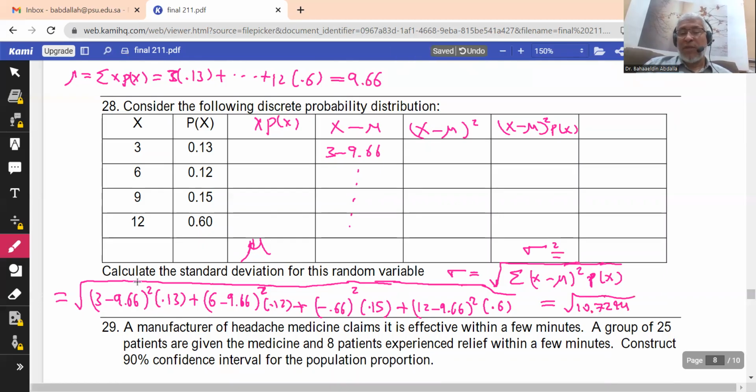So this is 10.7244, and then sigma would be the square root of this, which is 3.2746. You can evaluate this actually using the calculator if you like.